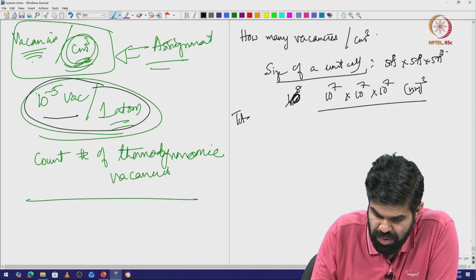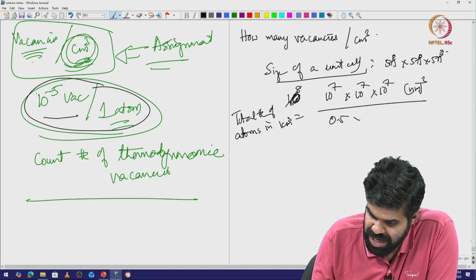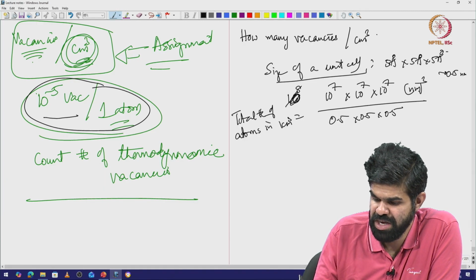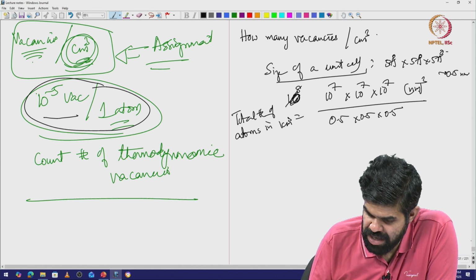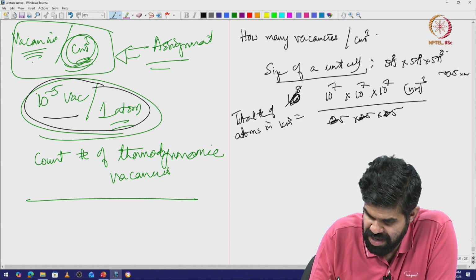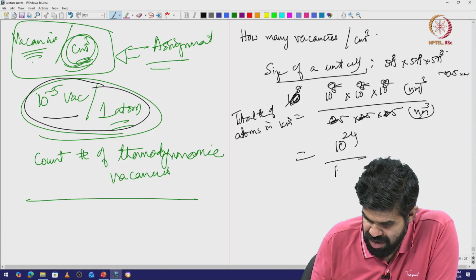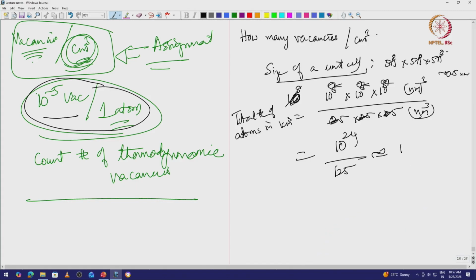So this is the total number of atoms in 1 centimeter cube, right, divided by 0.5 times 0.5 times 0.5, right. So 5 angstroms is about 0.5 nanometers, right. And so that is 10 power 21 over here, this is also nanometer cube, right. So that is 10 power 24 divided by 125, that is equal to about 10 power 22 roughly, right. So 10 power 24 by 100, okay. So I have about 10 power 22 atoms in 1 centimeter cube, okay.